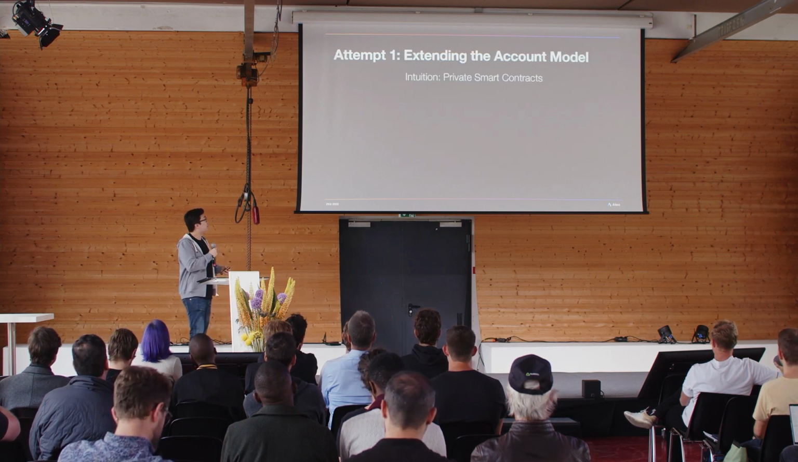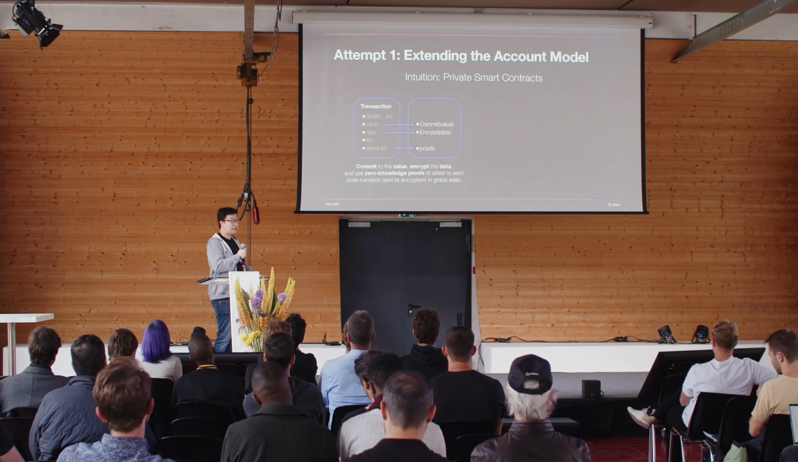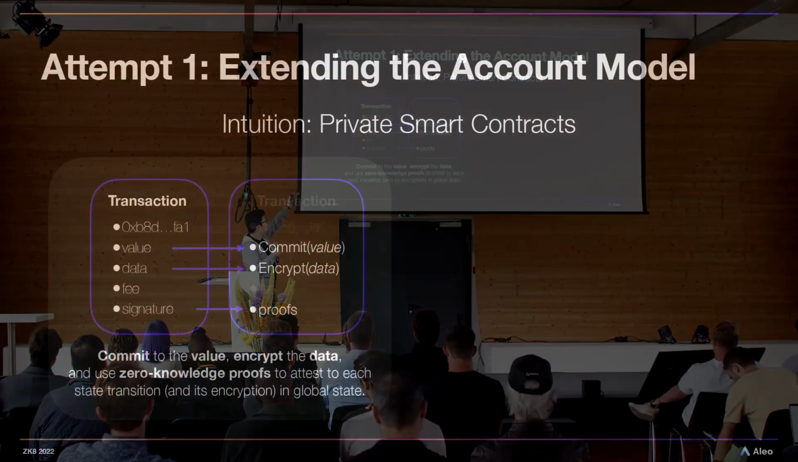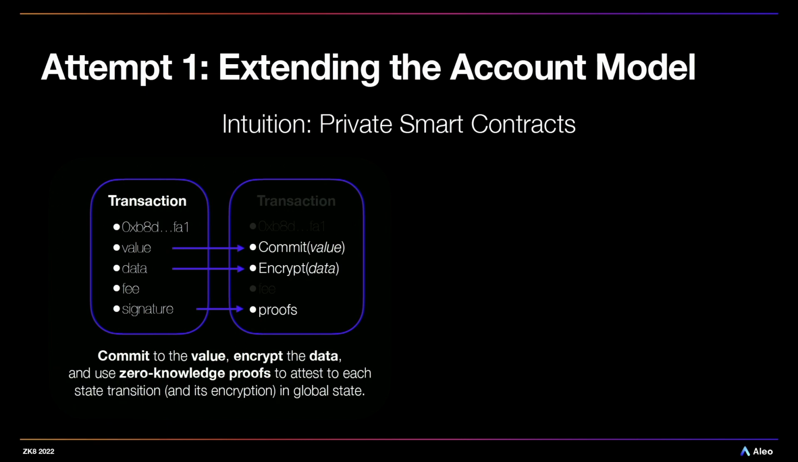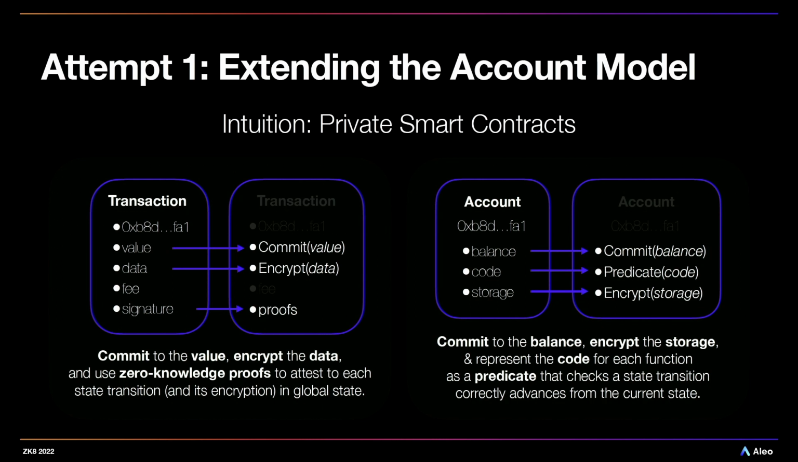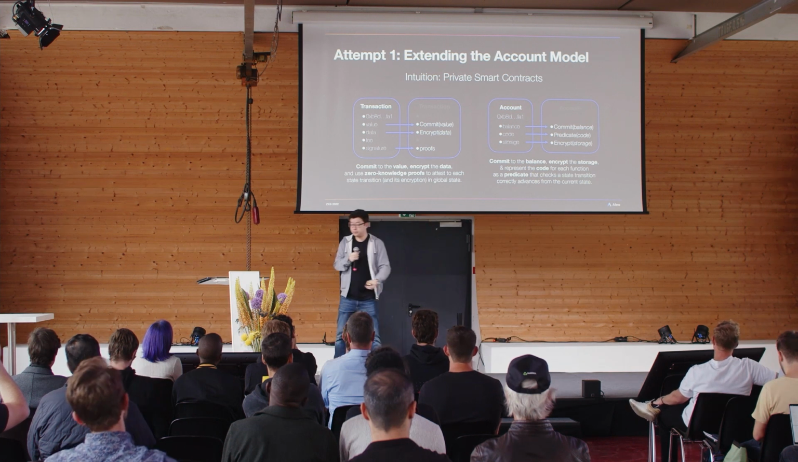So let's take a first attempt at extending this. The intuition is to start with private smart contracts. Instead of revealing in the transaction your value, the call data, and the signature, why don't we commit to the values, encrypt the data, and instead of using a signature, start using cryptographic proofs, as we talked about. And for on-chain state, with your account, instead of publicly showing your balance, your code, and your storage, why don't we commit to the balance? Why don't we create a predicate about your code, and why don't we encrypt your storage?